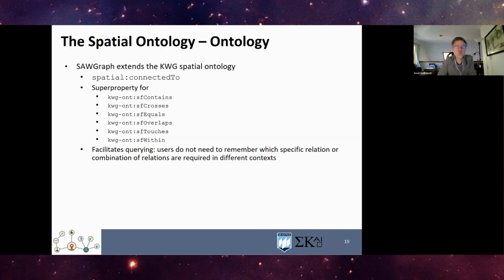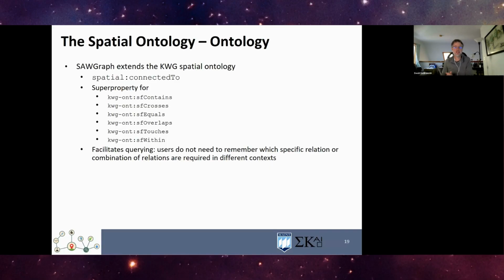Essentially, many users, we assume when they use SAWGraph, won't necessarily know exactly which of these to use and which data set they come from. Being able to simply say connected to will make querying more simple and more efficient for folks. The contains, crosses, more specific ones are still available within the graph though, so if those are needed, they are there and users can still use those. So a nice little extension there to make querying simpler for folks.